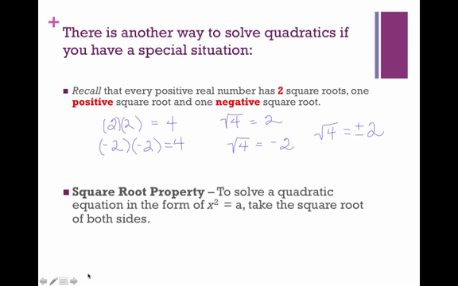So we have the square root property. To solve a quadratic equation in the form x squared equals a, we're going to take the square root of both sides. So what I mean by that is if x squared equals a, I've got an equation written like this, then x is equal to positive or negative square root of a. I've taken the square root of x squared, which is x, and taken the square root of a, bearing in mind that it has a positive and negative square root. So I'm going to try a couple and see how that works.